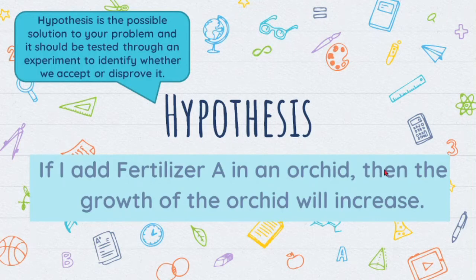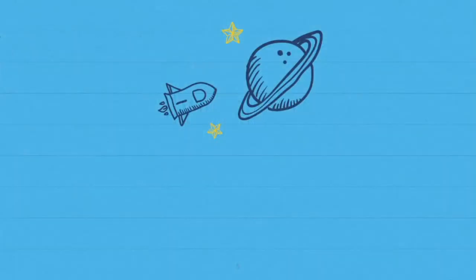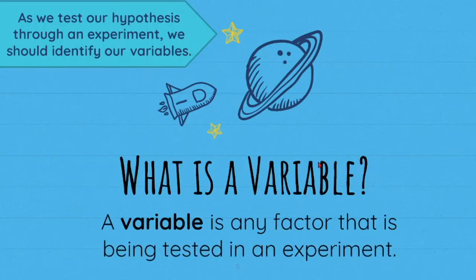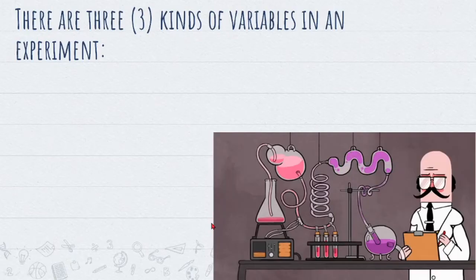But you may wonder, what is the connection of hypothesis to our topic for today? Well, as we test our hypothesis through an experiment, we should identify our variables. So what is a variable? A variable is any factor that is being tested in an experiment. In short, these are the actors and actresses that play a very important role in your experiment. Before you conduct your experiment, you should be able to identify your variables first. And there are 3 kinds of variables in an experiment.